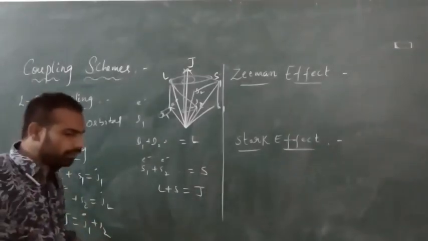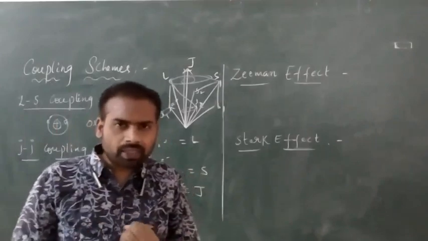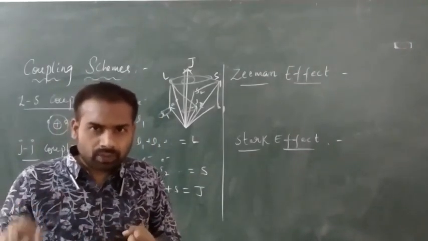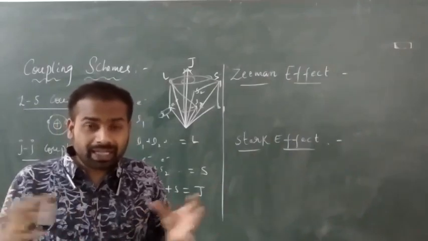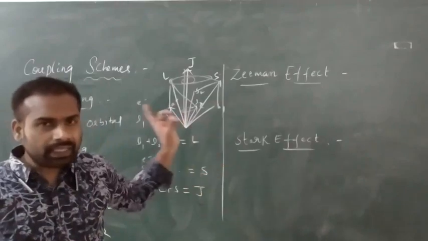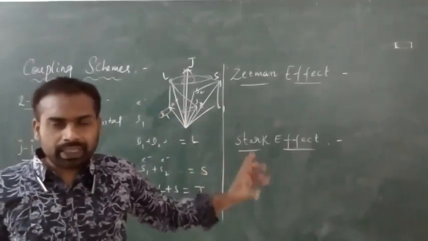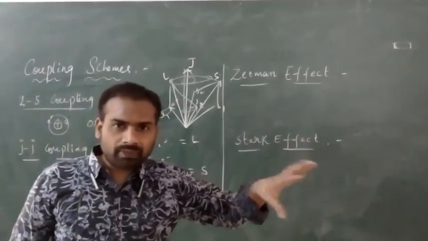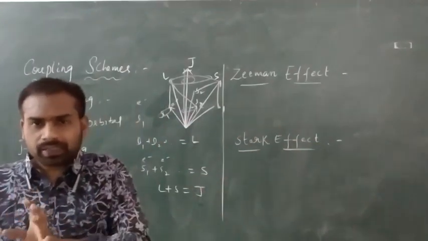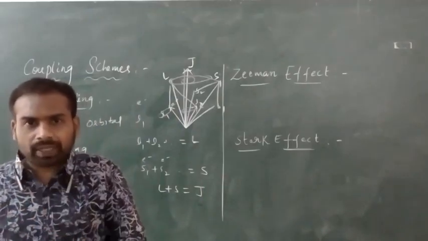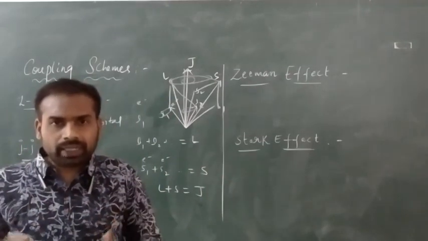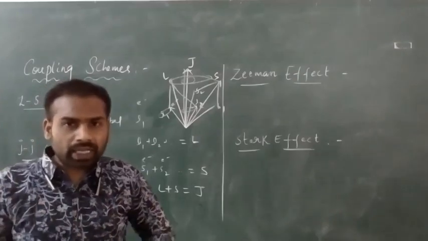Simple. We know the orbital quantum number and the spin quantum number. The interaction of these two will give the total angular momentum. How will the interaction take place? In two ways. One is LS coupling and the other is JJ coupling. In LS coupling, the individual orbital angular momenta of all electrons combine to form a total orbital angular momentum. The individual spin angular momenta of all electrons combine to form a total spin angular momentum. Then they interact with each other and we get a total angular momentum J.